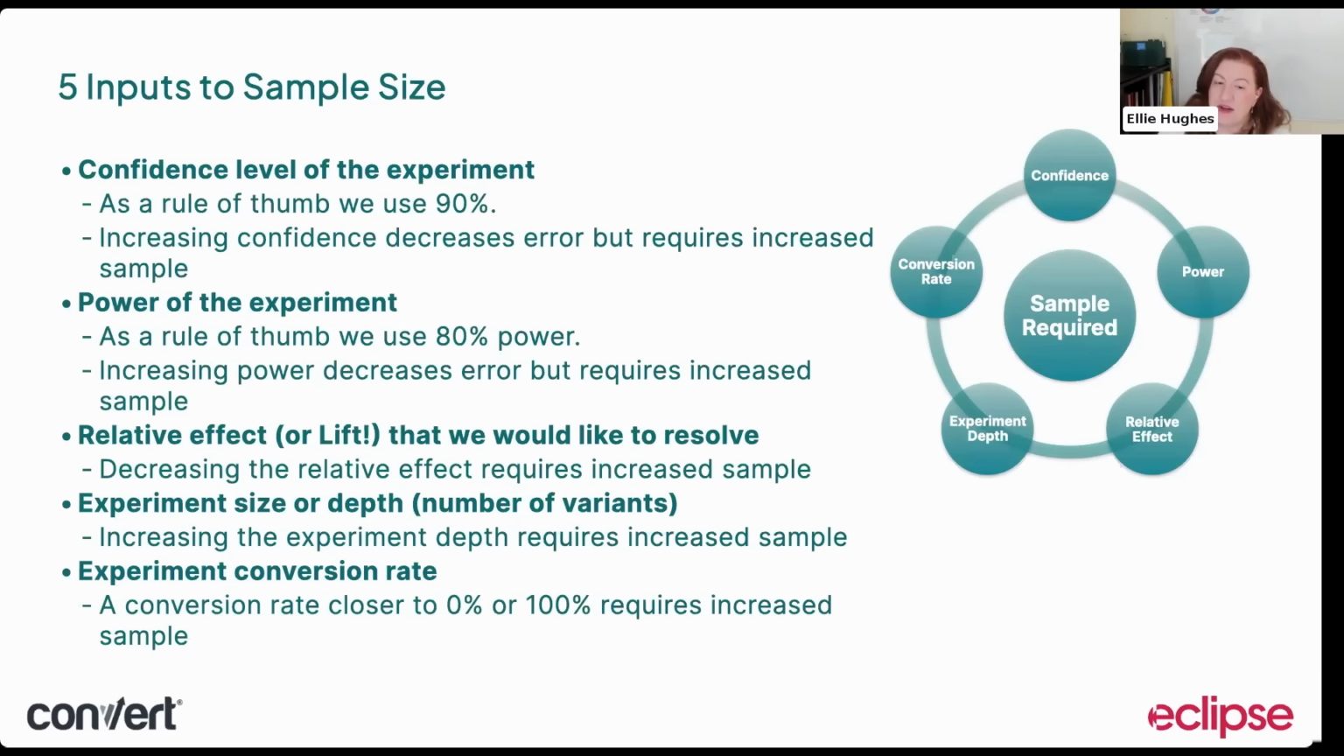So then the other thing you need to know is the relative lift that we'd like to resolve, what I call the experiment size or depth, so the number of variants. So is it an AB, so there's 2, or is it an ABC, so there's 3? And then the conversion rate of the page. So when it's a bit closer to 0% or 100%, you might require more sample because you're trying to detect something that's either very, very high or very, very low, and you're trying to detect quite small changes.